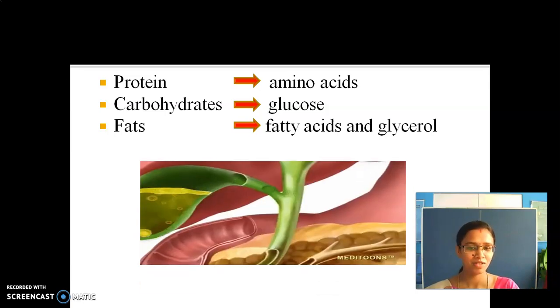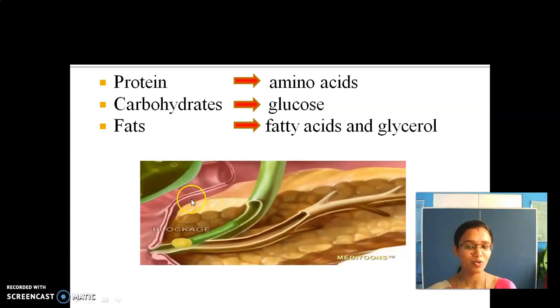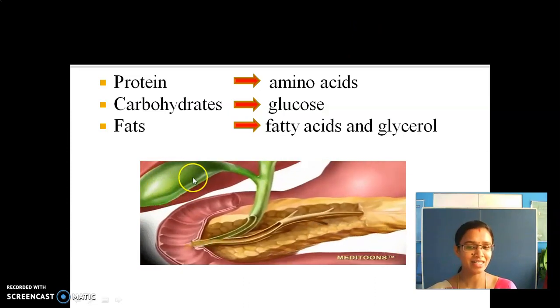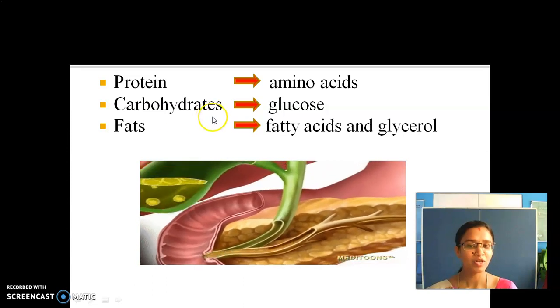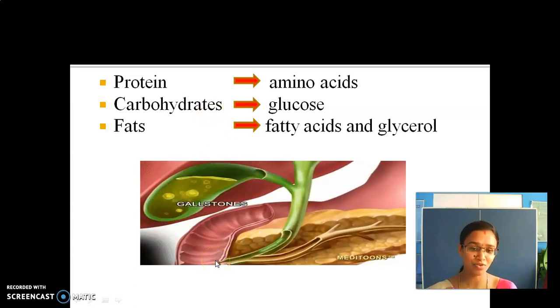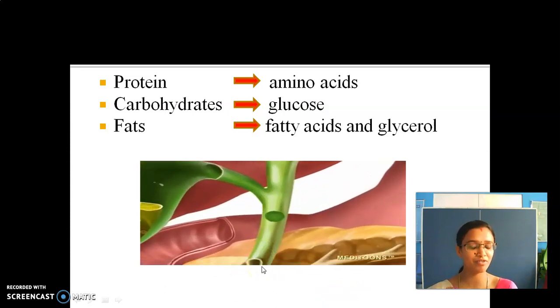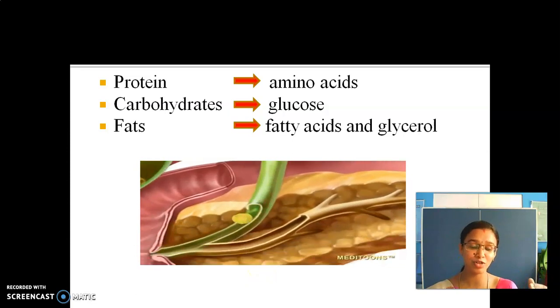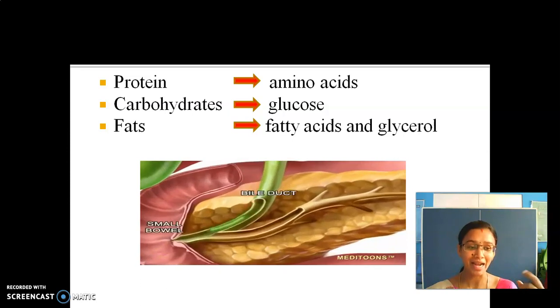Fine. So see here, this we had already seen, yes or no? So this is the gallbladder. This green part, what is that? Gallbladder. So what is stored in the gallbladder? Bile juice. The bile juice is mixed with the food which comes out from the stomach, and then pancreatic juices are also mixed with the food. Before it enters into the small intestine, the food gets mixed with the pancreatic juice and then the bile juice.